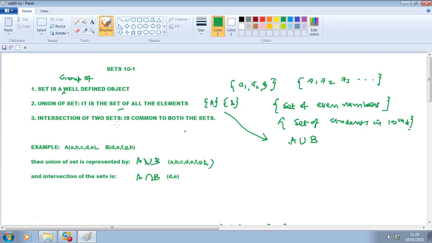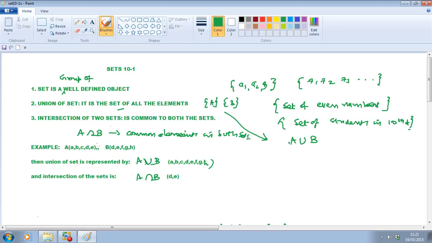What is the intersection of two sets? The intersection of two sets we represent like this: A intersection B. So when we say intersection of sets, what does it represent? It represents the common elements in both sets.